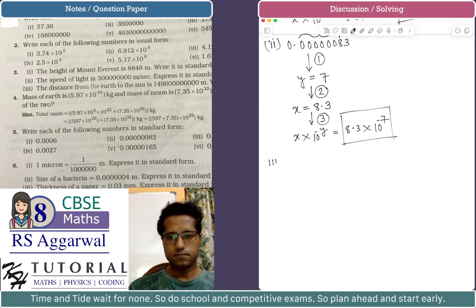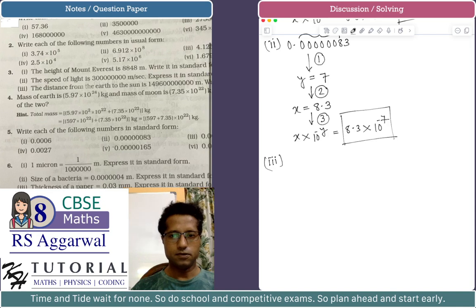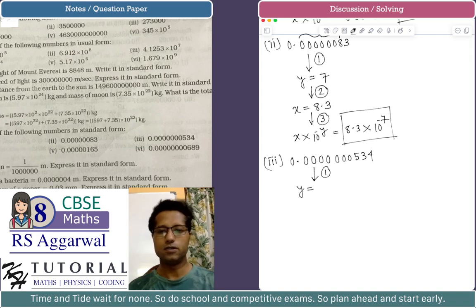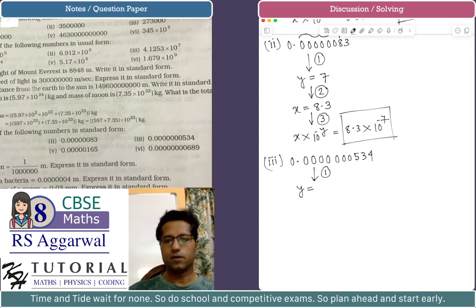Part 3. Part 3 is 0 point, how many zeros? 1, 2, 3, 4, 5, 6, 7. So after the decimal point there are 7 zeros and then 5, 3 and 4. After the first step I will find y. What is y? The number of digits to the right-hand side of the decimal point up to the first non-zero digit. So those digits are these digits up to 5. So after the decimal point I have 7 zeros and then the digit 5. So y will be 8.